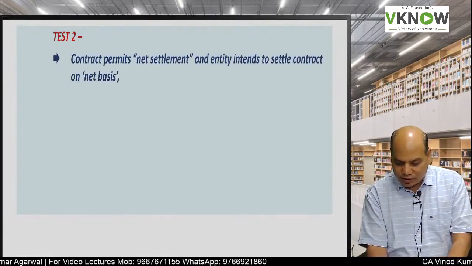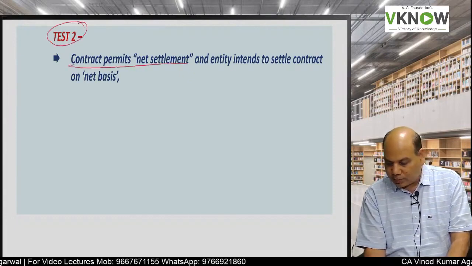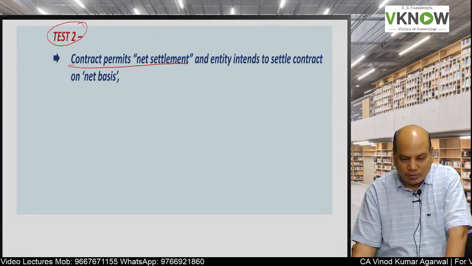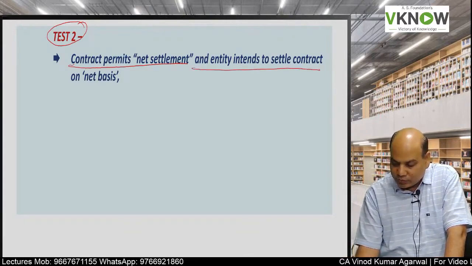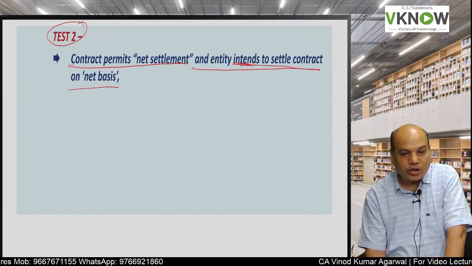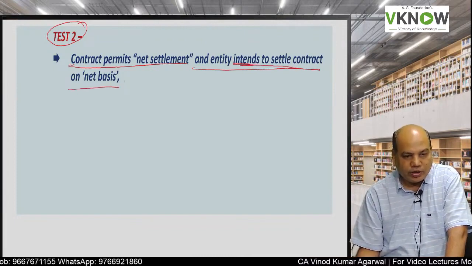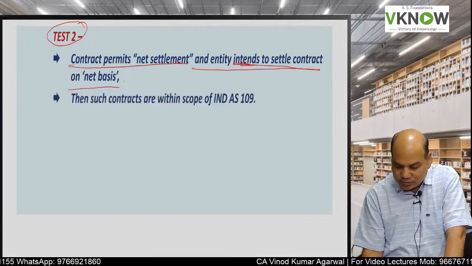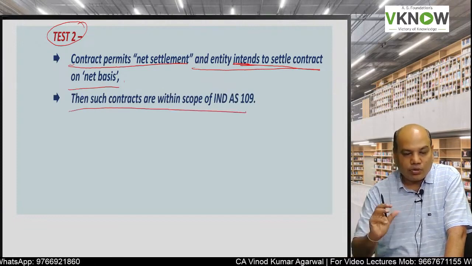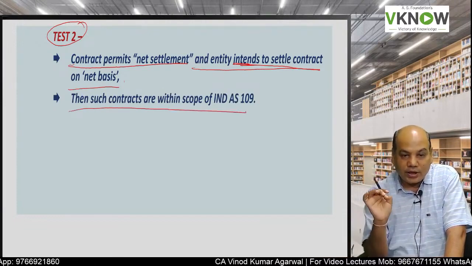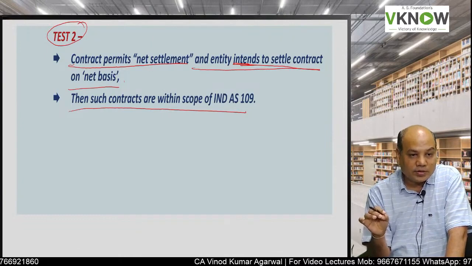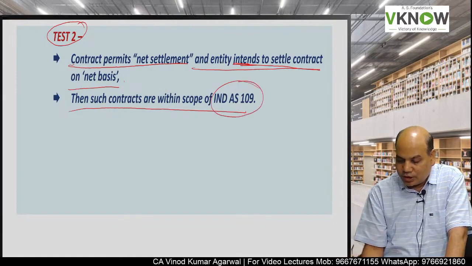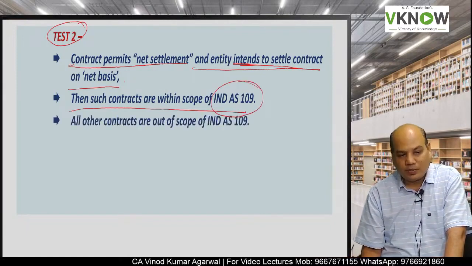The second test is whether the contract permits net settlement. Does the contract allow you to make net settlement, and does the entity intend to settle the contract on the net basis? Whether the entity wants to settle the contract on the net basis. If the answer is yes, the contract allows net settlement and the entity intends to settle on net basis, then also the condition of Ind AS 109 is satisfied and the standard will be applicable.